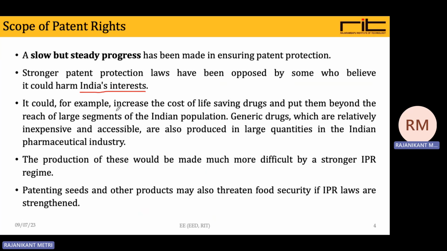Patenting seeds and other products may also threaten food security if IPR laws are strengthened. So other products may also get threatened if India makes stronger patent protection laws.